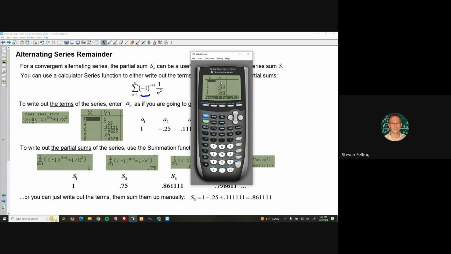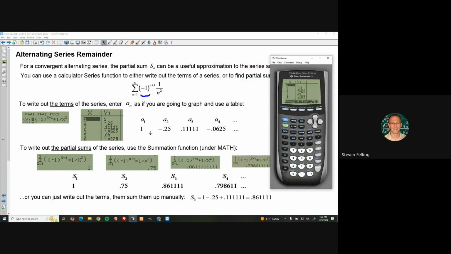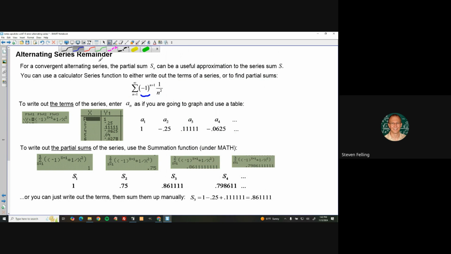So the first term of this series is 1, the second term is -0.25, the third term is 0.11, the fourth term is -0.06. So that's what I've got written here. These are the individual values of the terms, which we would label a1, a2, and so on. Just highlight that a1 is 1, a2 is -0.25, and a3 is 0.111, and so on. Okay. So that's how the sequence that makes up the terms proceeds. And we can see that these are approaching, it looks like, 0.